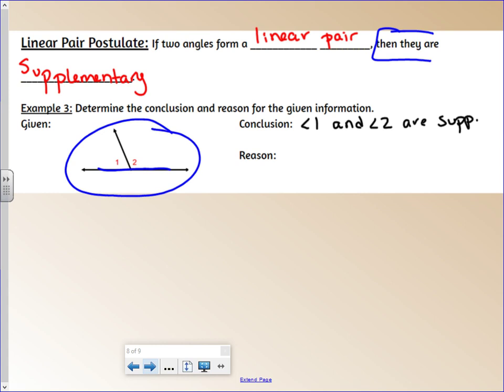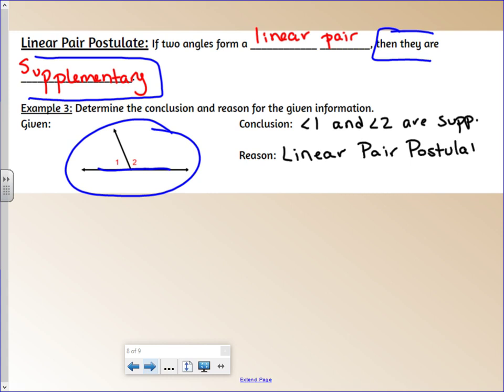Now, if I needed to in a proof, after I give this statement, I can now say that the measure of angle 1 plus the measure of angle 2 equal 180. And my reason would be definition of supplementary because I have this here. But that's 2 steps ahead. So make sure if you see a linear pair, you're just stating that they're supplementary because that's all I can conclude over here.